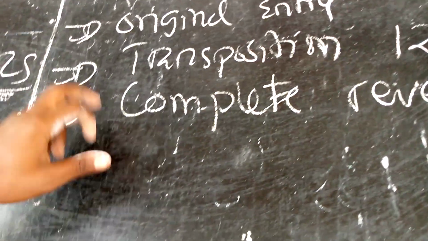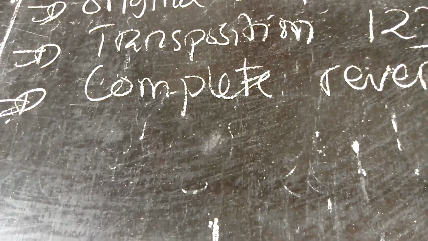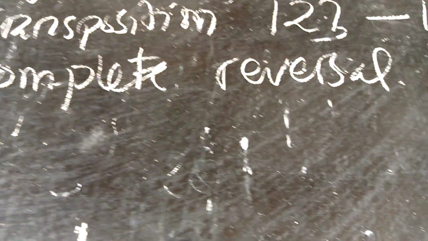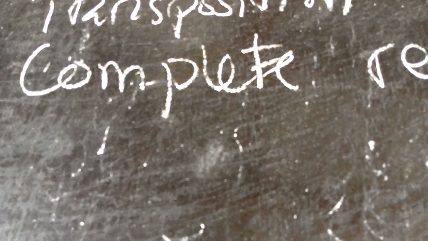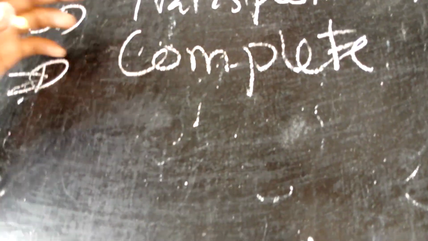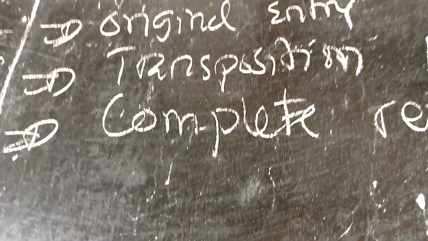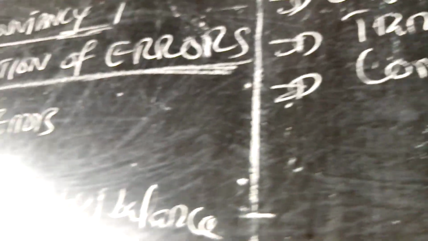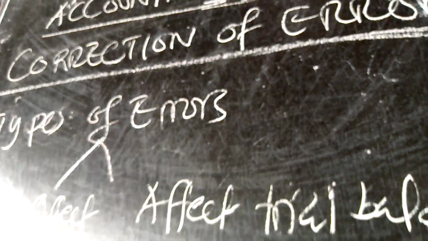And you have what we call the error of complete reversal. It means that instead of debiting the transaction, you are crediting, and vice versa for the other account. That is error of complete reversal. Most of the time when you want to correct this error, you have to double the amount. So these are the errors of correction of errors which do not affect the trial balance.